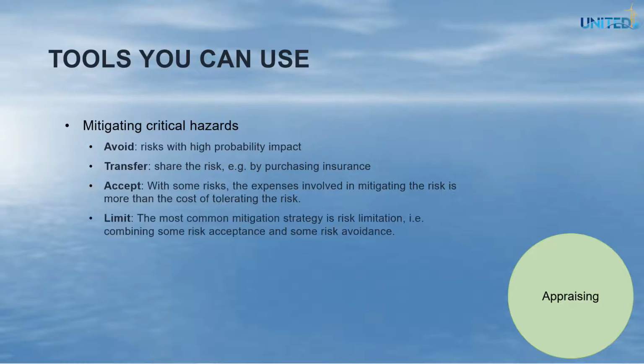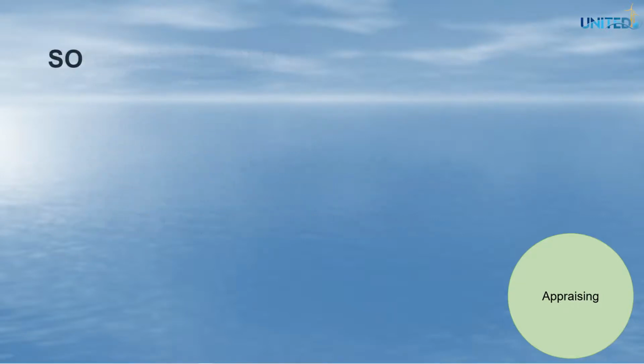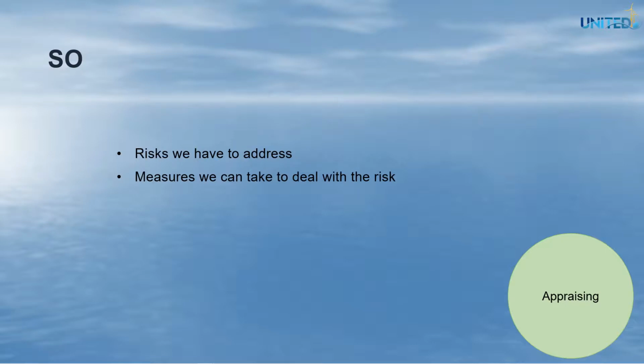And finally, we can limit the risk. This is the most commonly used mitigation strategy. It's a combination of accepting some of the risks and do some risk avoidance. So, we have identified the risks we have to address. We have identified measures we can take to deal with the risk. Now we have to choose which measures we will use.